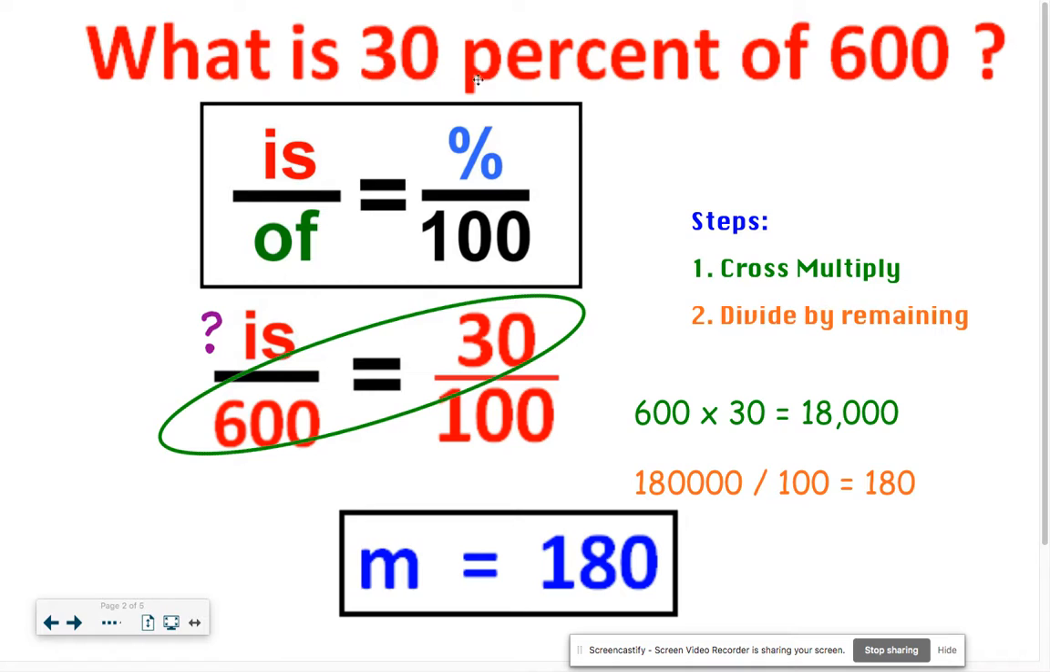What is 30%? Well, we know from yesterday's lesson to write 30% as a fraction is 30 out of 100. So that's our percents out of 100. And then we have the word of 600. So of is found on the bottom. It is our total amount. So we put the 600 on the bottom.